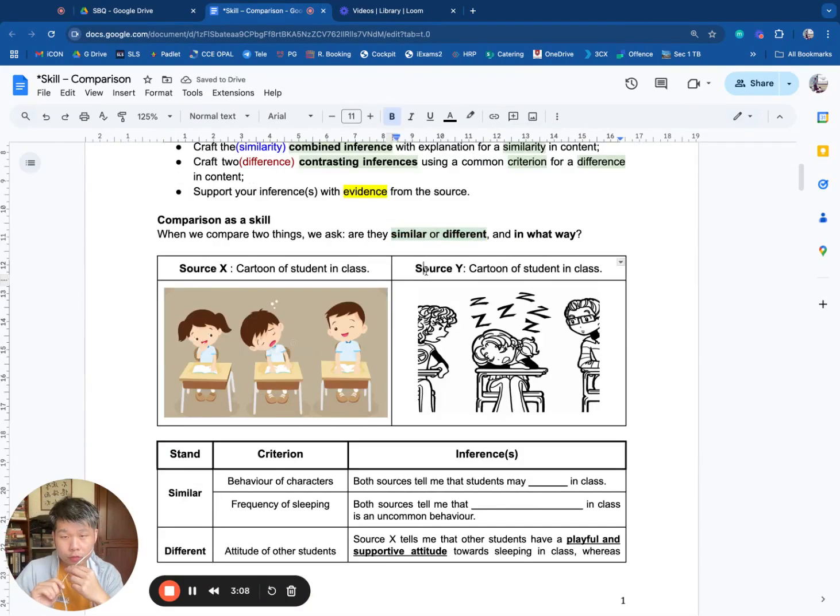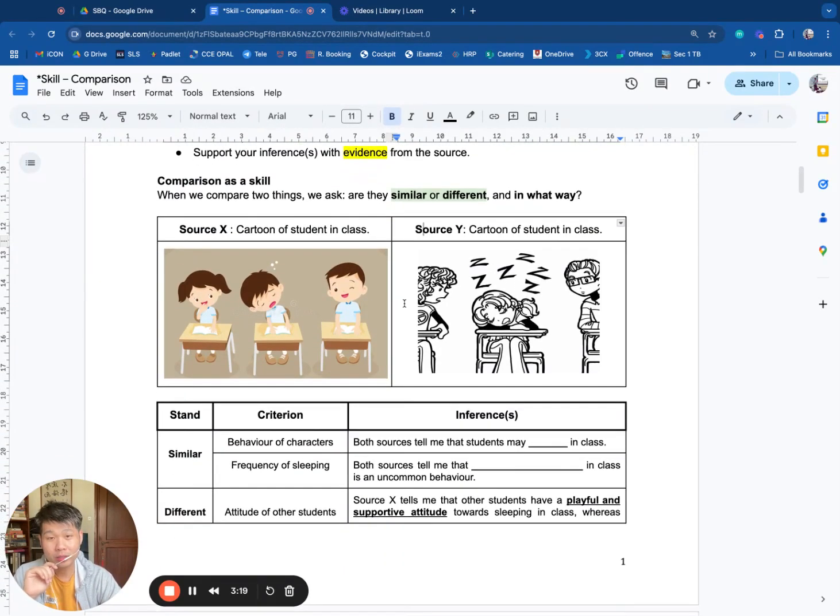I'm going to start with perhaps a very accessible example. Let's look at these two cartoons. I've called them source X and source Y. In these two cartoons, you see a group of 3 students. I would like you to observe what the students are doing and then try to fill in the table here. And you should pause the video now as you attempt this.